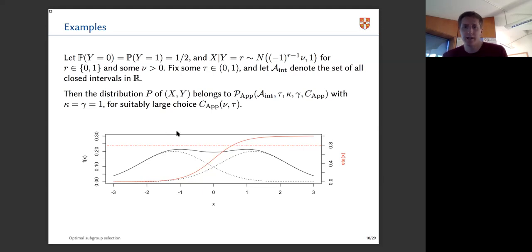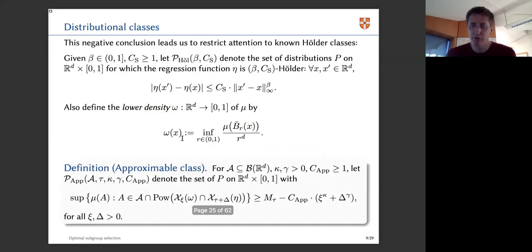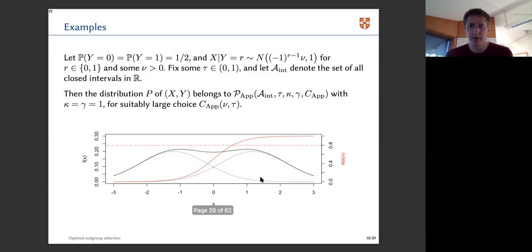So in this case, it turns out that I can take both of the exponents, the kappa and the gamma, to be 1. So the gamma, which remember is controlling the margin contribution, the fact that that's 1 is related to the fact that the regression function is crossing this level tau at an angle. So this is like a pretty regular situation in that sense. And the fact that the kappa is 1 is related to the fact that the lower density is bounded below and bounded away from 0 on this set.